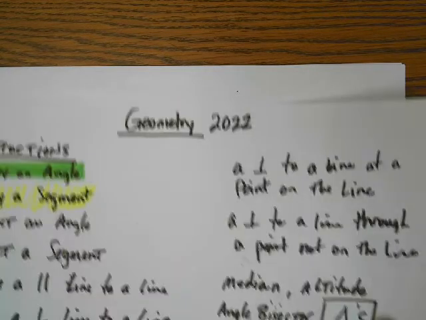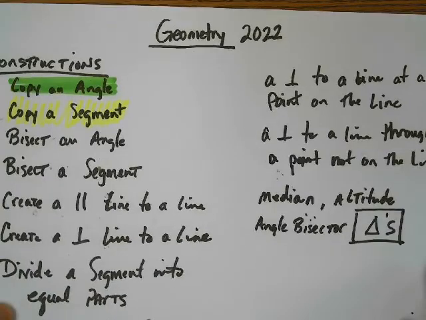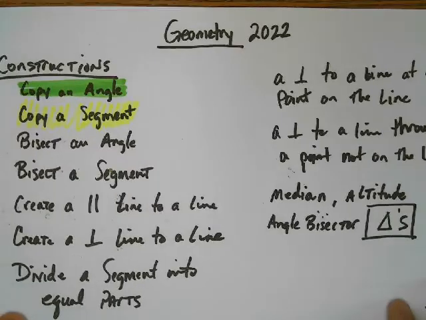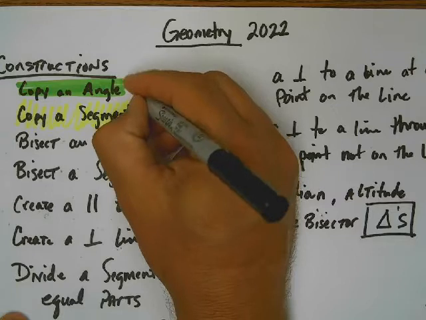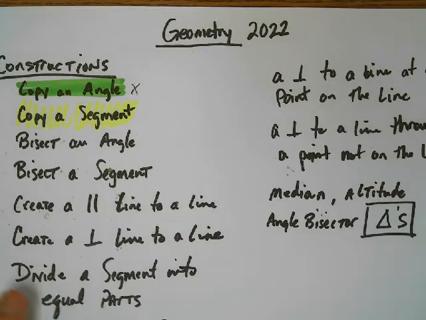Yesterday we talked about the construction of how to copy a segment, and today we're going to take a look at copying an angle. That's our topic for today. So, blank sheet of paper, construction number 2. Let's label it and let's get rolling.